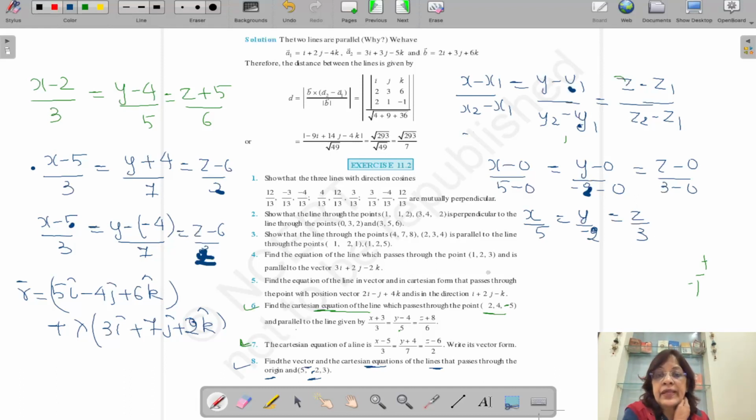This is the equation in Cartesian form. They are also asking for the vector form. What will the vector form be? r is equal to, since the point is 0i plus 0j plus 0k, lambda times 5i minus 2j plus 3k is the vector form of this. I hope it is clear. Okay. Now, next page, we move on to the next page. Let us see what is next.